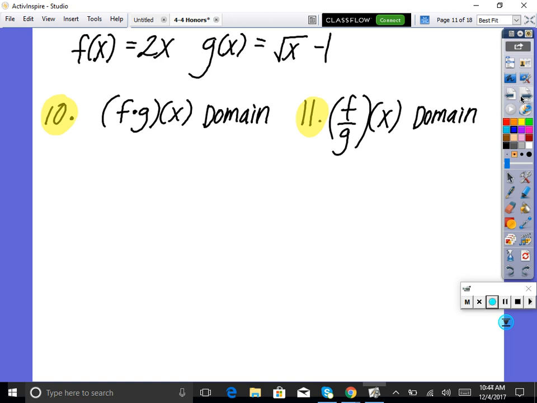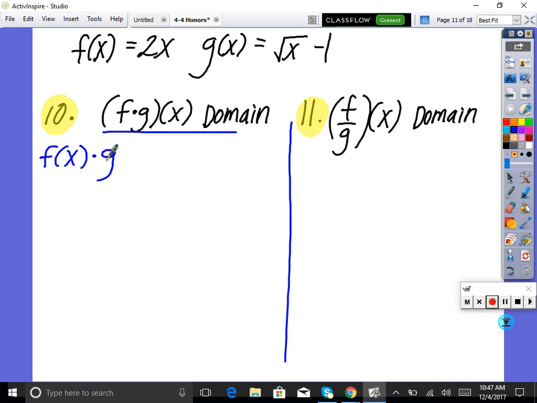Okay, this is where we get a little bit more advanced. When we start dealing with both square roots and division, it is hard. So everybody, you should be taking some notes on your paper. Here we go. So first of all, let's do f times g of x and then state the domain. So this is just f of x times g of x. So f of x is 2x, our g of x is square root of x minus 1. If you have multiple terms, make sure you use parentheses.